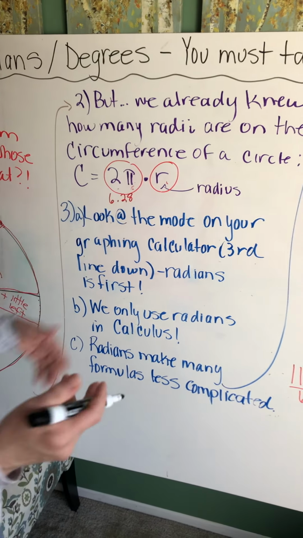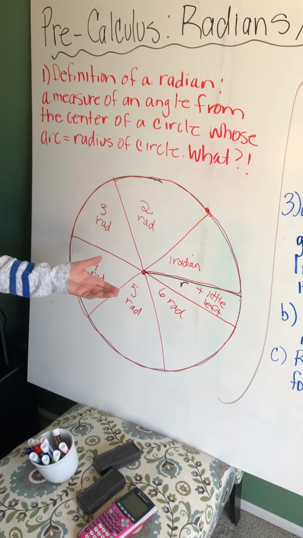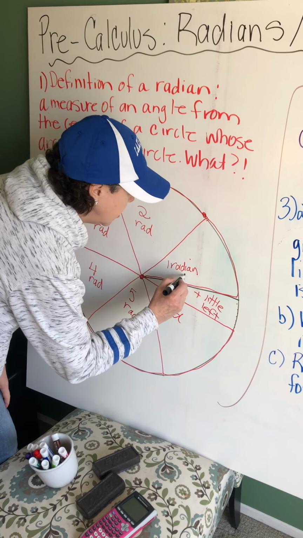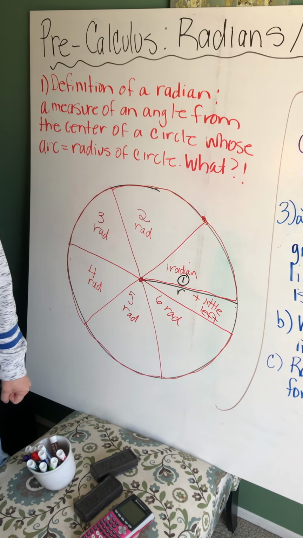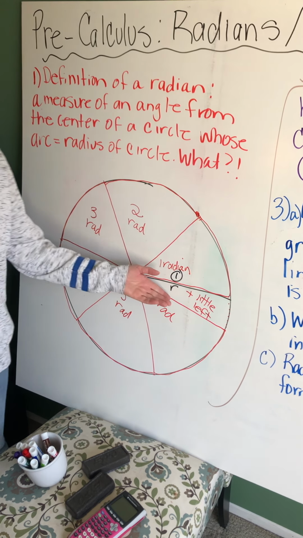Where is it? Well, let's come on back over here. Let's take a look at this radius. Without a doubt, it is 1 unit long. And you can say, well, how do you know that, Miss Culver? Did you measure it?